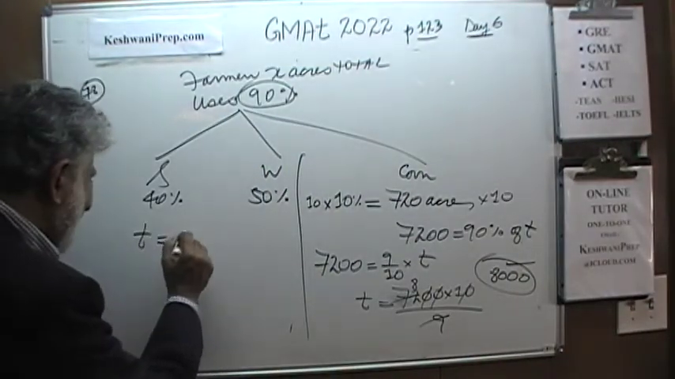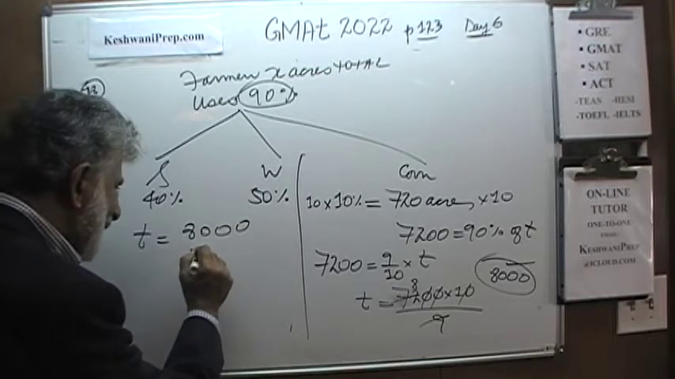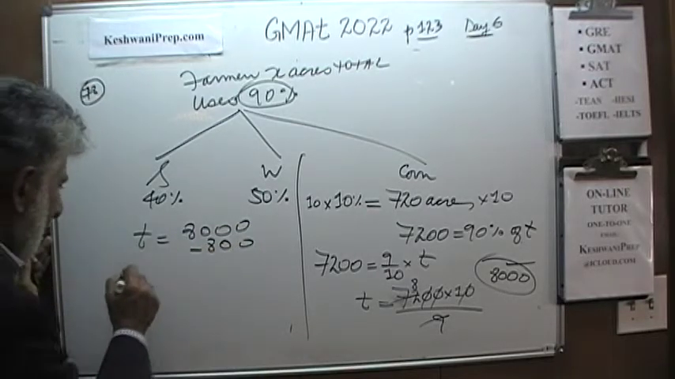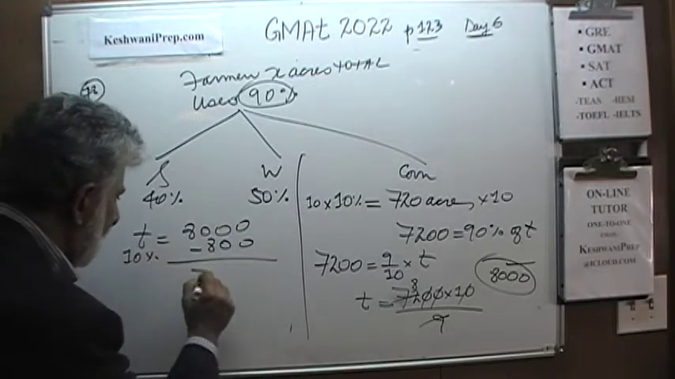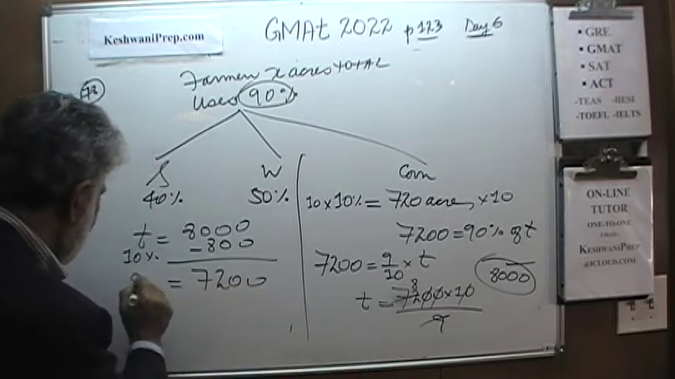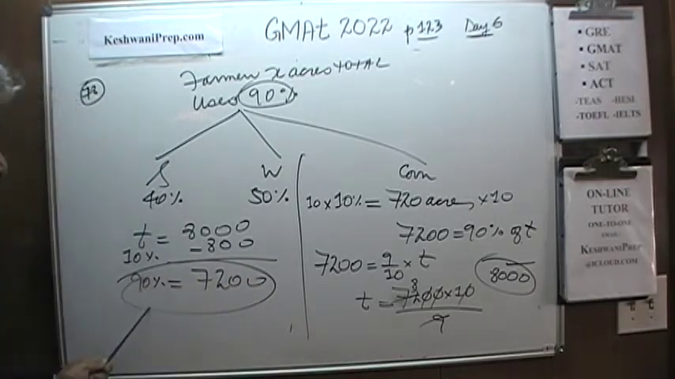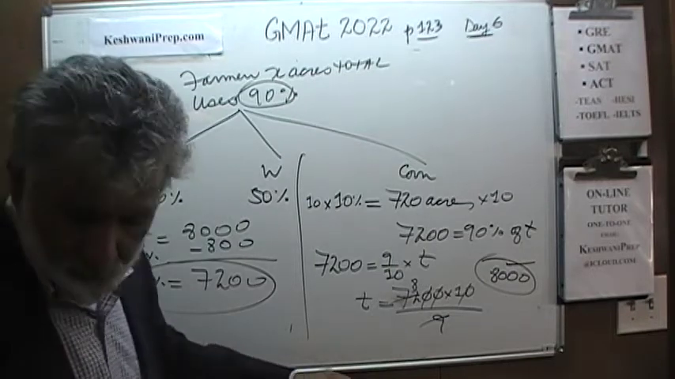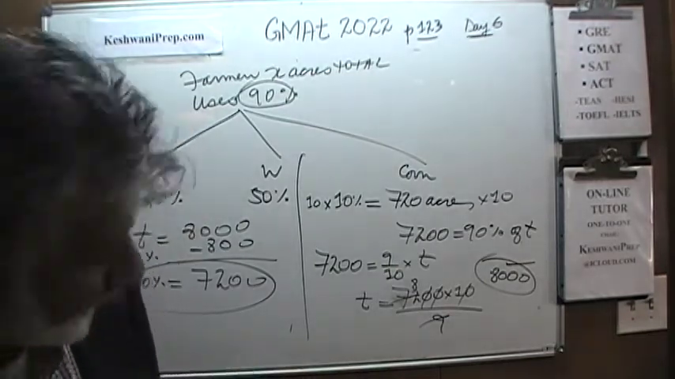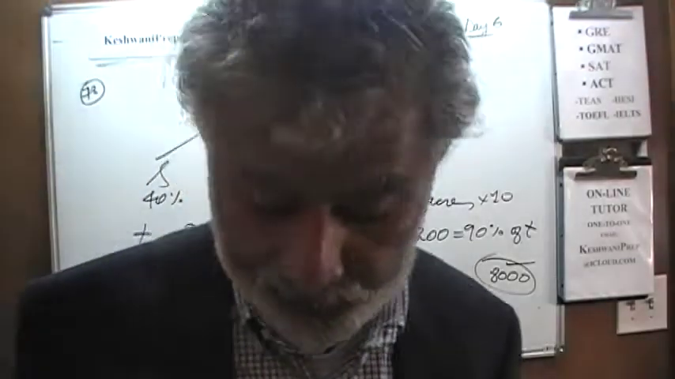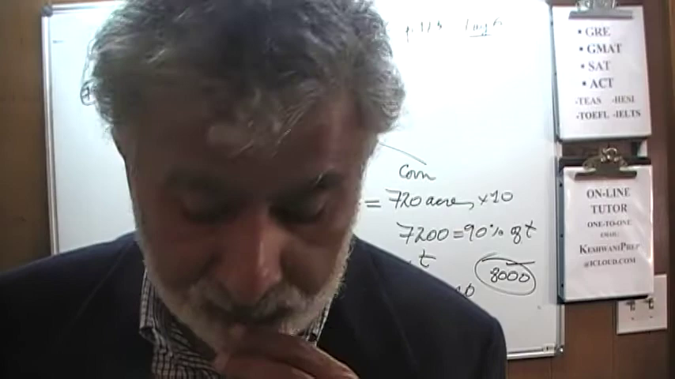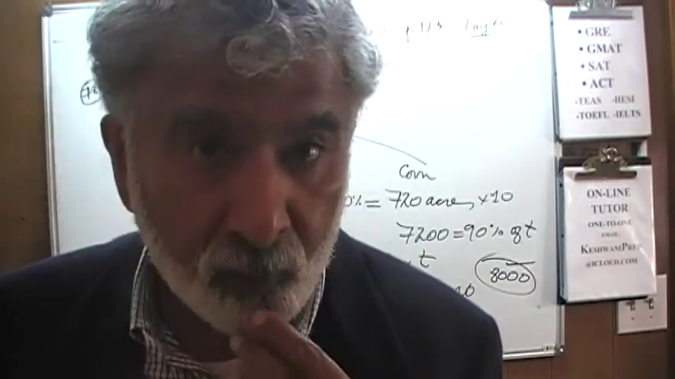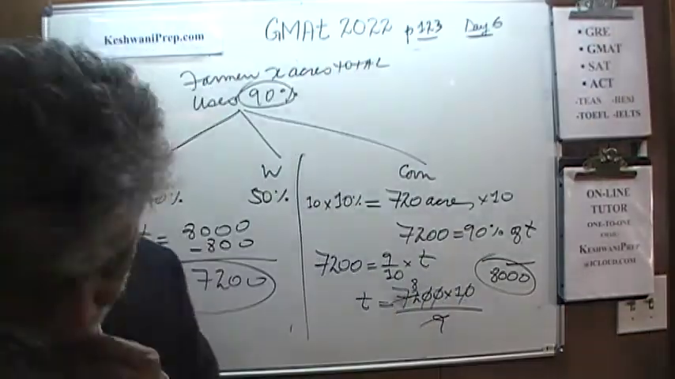He has a total of 8,000 acres, out of which he left aside 10%. He did not use 10%. He used the remaining 90% for harvesting, which we just found out to be 7,200. That was number 78. So the answer here is 8,000. The total amount of land that he has is 8,000 acres. Make sure you do not pick the 7,200. That is also one of the answer choices, obviously.